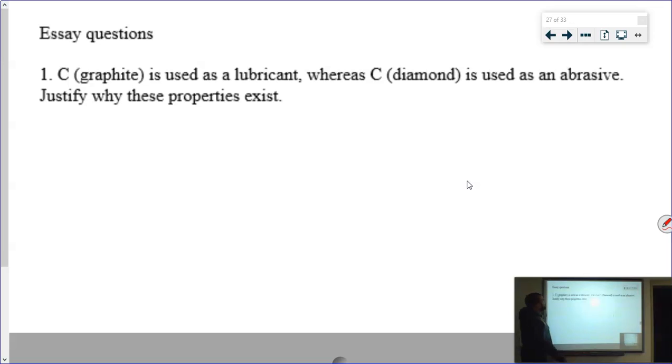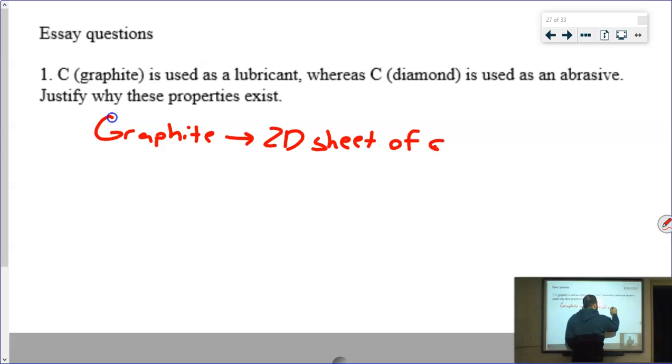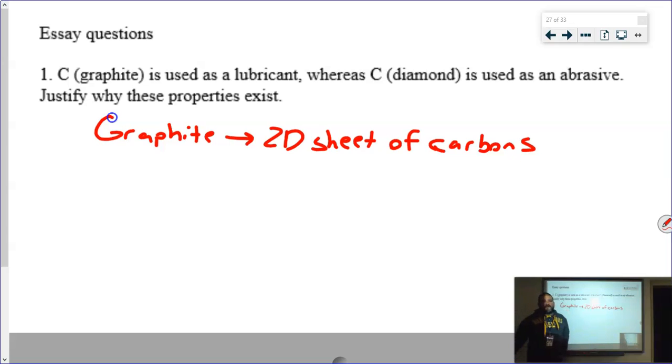All right, so carbon graphite and carbon diamond have different structures, right? We know that graphite is two-dimensional sheets of carbon. Between the sheets of these carbon layers, we have nothing but London dispersion forces.